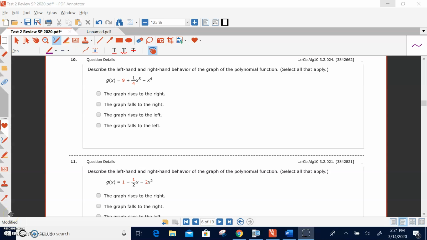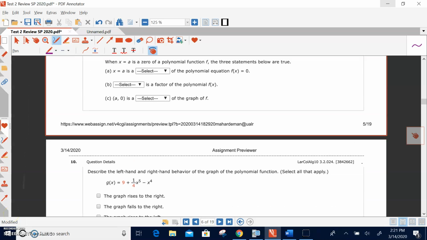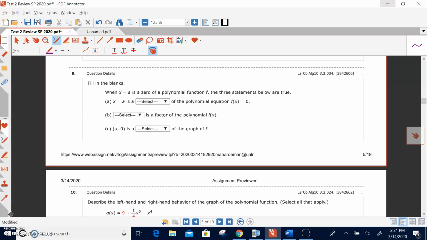All right, we'll start this video with question 9. Question 9 is just asking about some facts regarding when x equals a is a 0 of a polynomial function. You can find those answers in your note sheets.